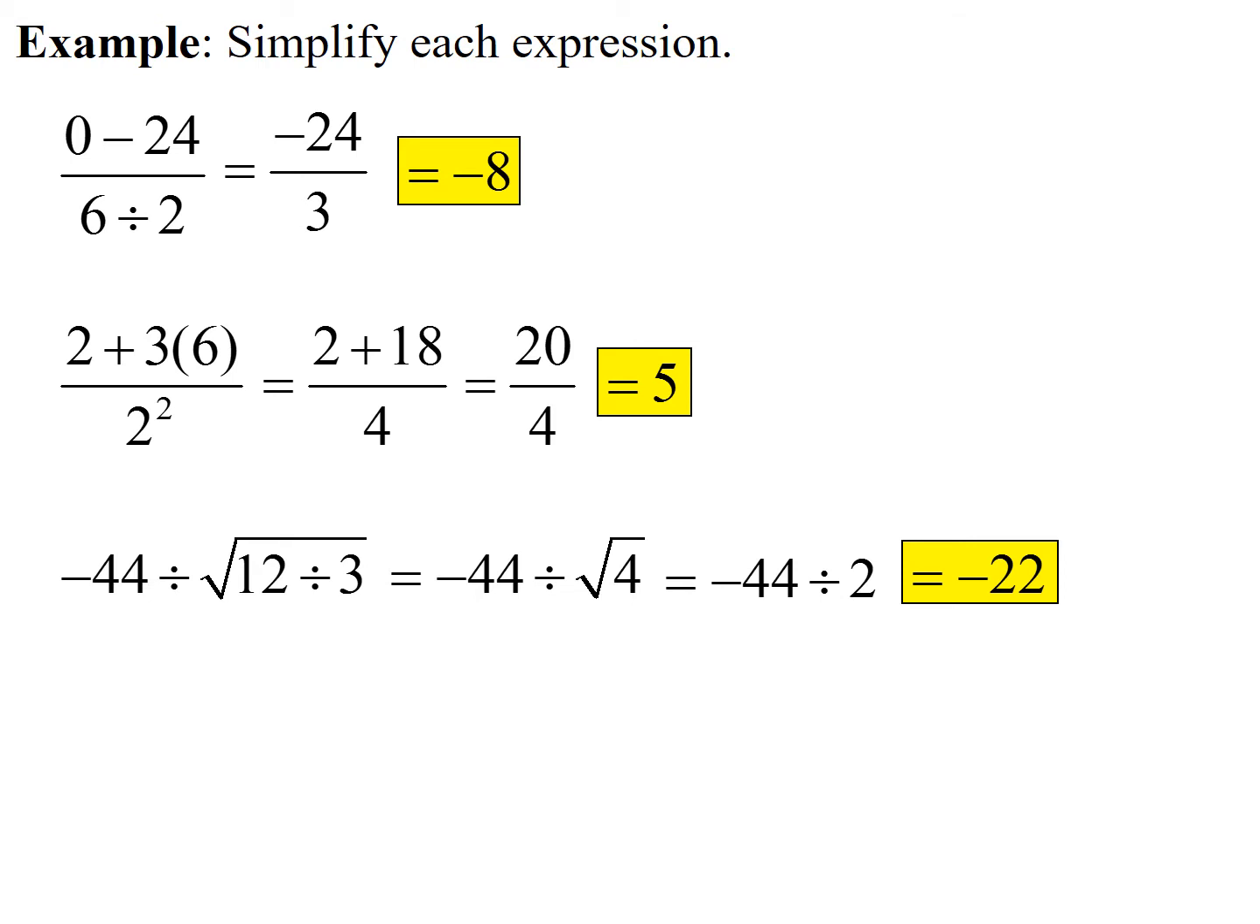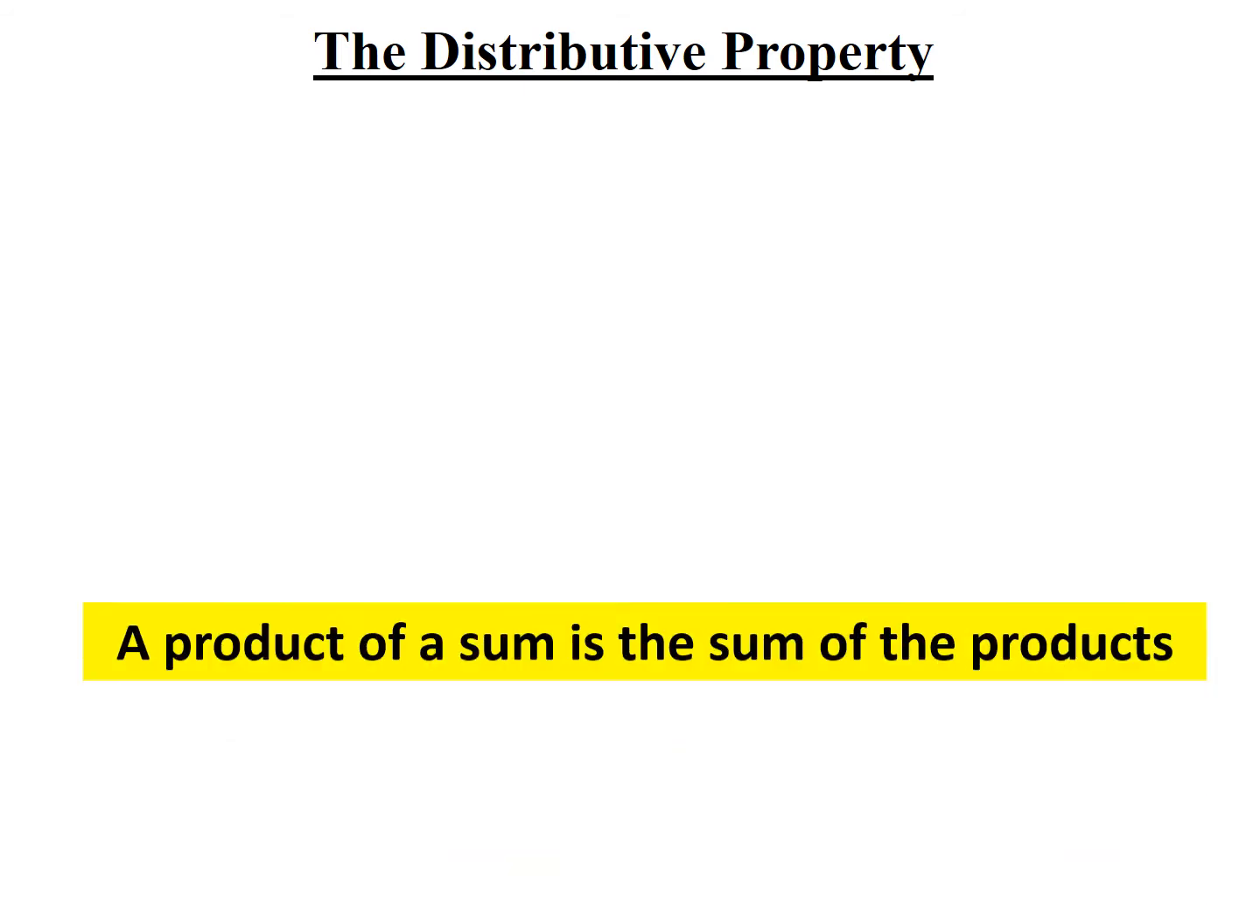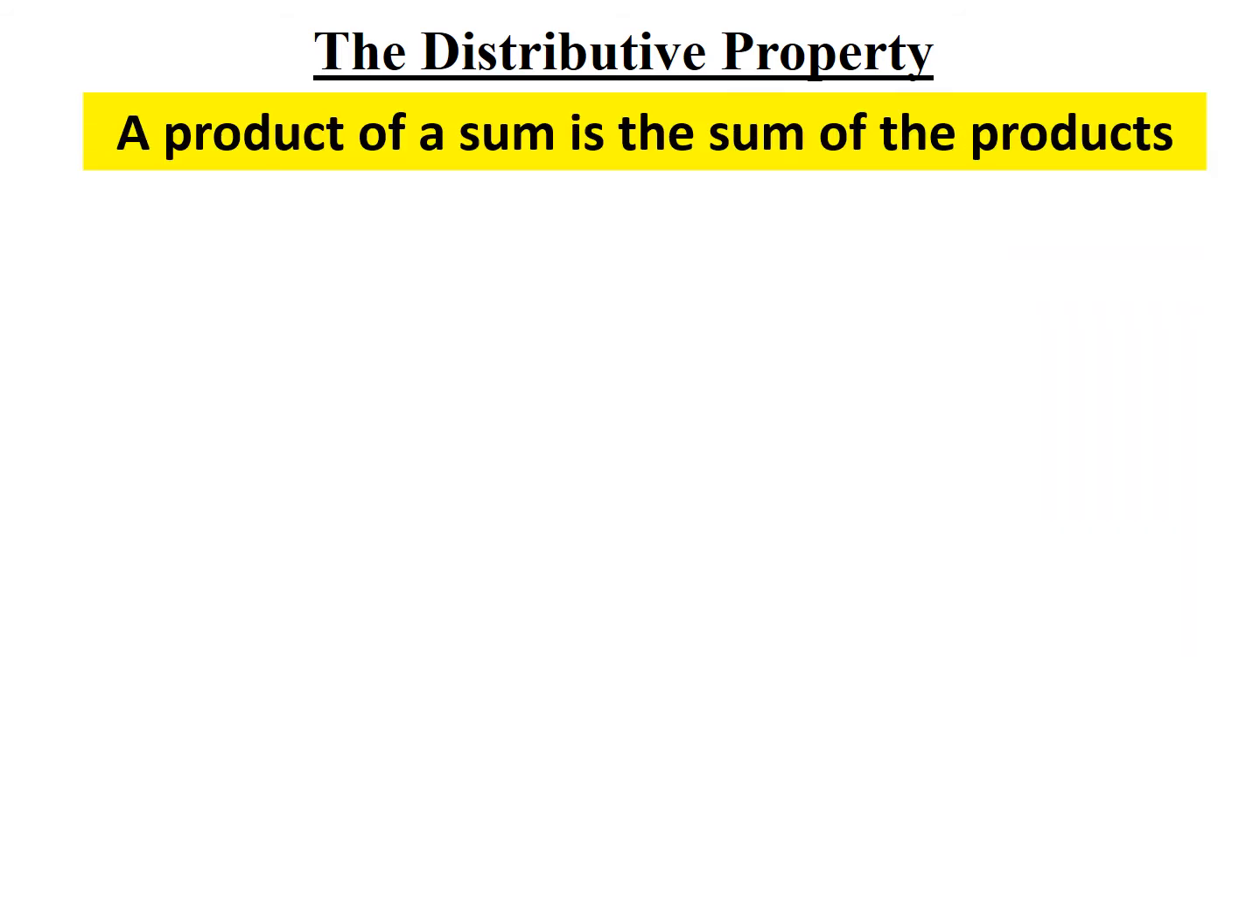Let's take a look at the distributive property next. The most common representation of the distributive property is a product of a sum is the sum of products. Here's a visual of what that statement says. A product of a sum. So a product is multiplication, sum is addition. So we have 5 times the quantity of 8 plus 7. When I see something like this, I can distribute the multiplication to each part of the addition. So 5 gets distributed to 8 and 5 gets distributed to 7 connected by multiplication. So 5 times the quantity of 8 plus 7 is 5 times 8 plus 5 times 7.